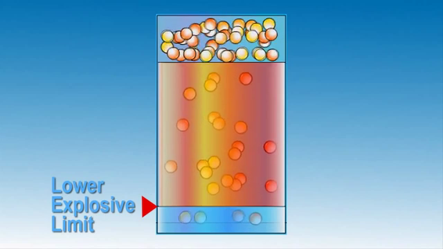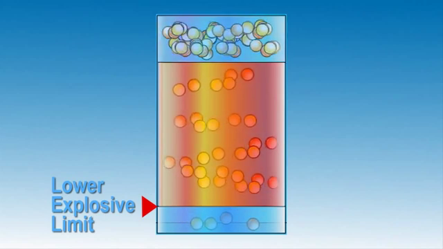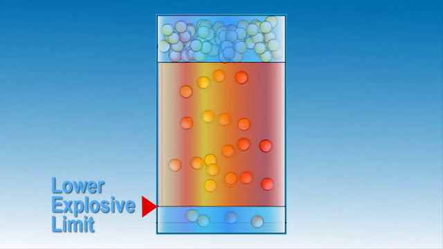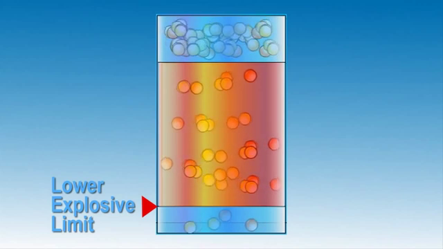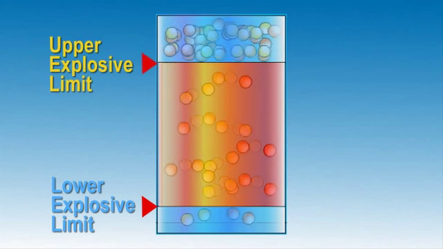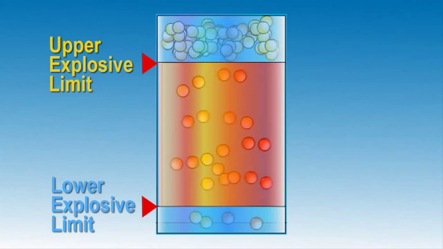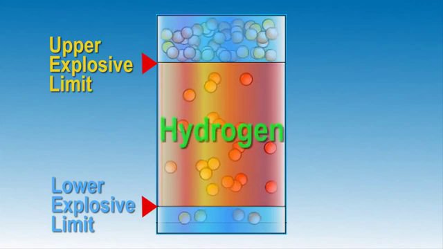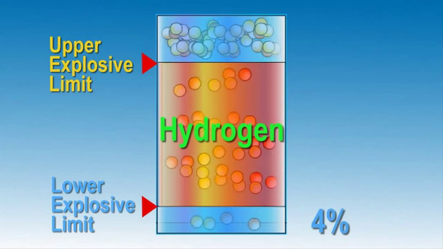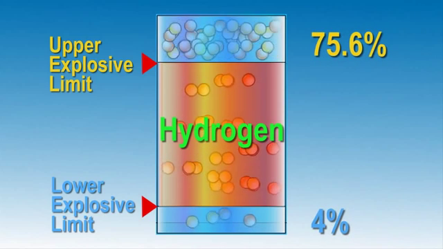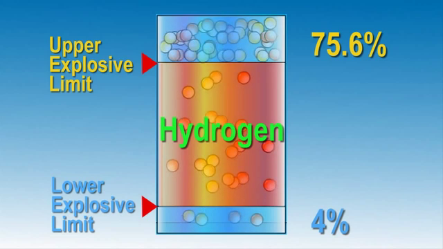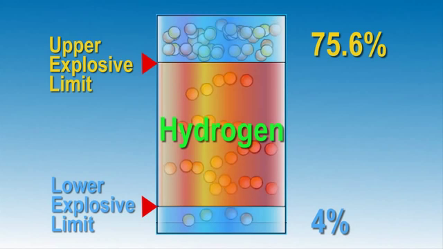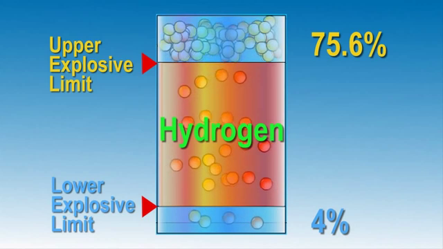The same condition would apply if gas concentration is too rich, meaning it will not ignite because it will not have sufficient oxygen to sustain the fire or explosion. This is known as the upper explosive limit, or UEL. It should be noted that different gases will have different threshold limits. In this example, the LEL of hydrogen is 4%, and the UEL is 75.6%. Therefore, any mixture of hydrogen and air that falls between these limits will have a flammable mixture.